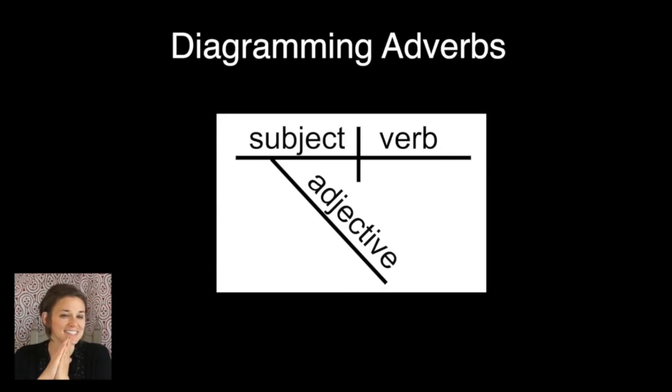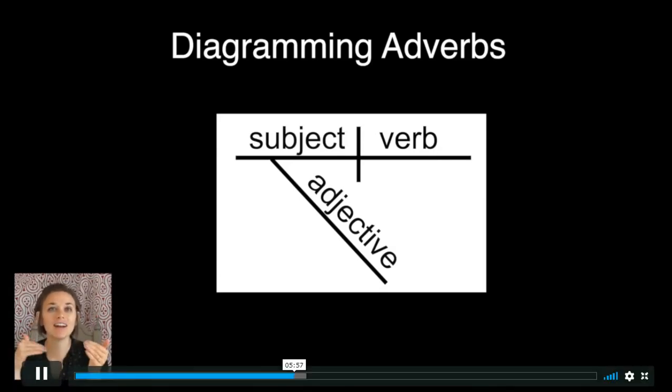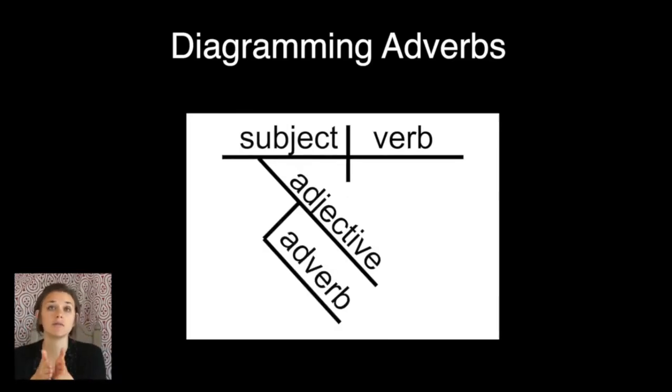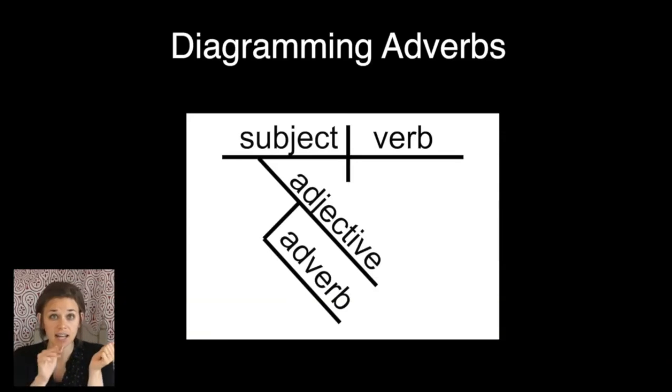Well, let's think about this. Where do you think we would diagram adverbs? Remember, they modify verbs, adjectives, and other adverbs. Well, we diagram them right underneath the word that they're modifying, also on a slanted line, just like we did with adjectives. So if we had an adverb that was modifying, say, an adjective, this is how it would look. It would go on a slanted line, and if we follow the line up, we can see that it's connected to an adjective. So we would know that that adverb is modifying an adjective.